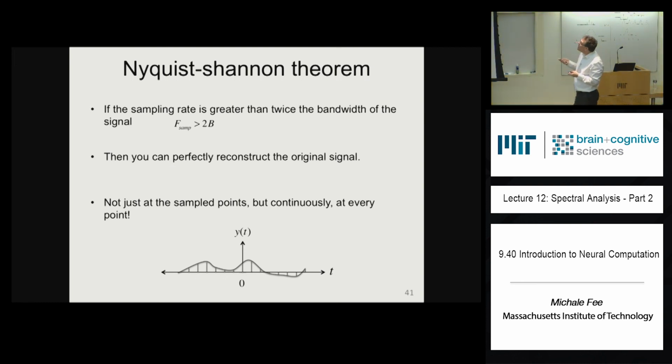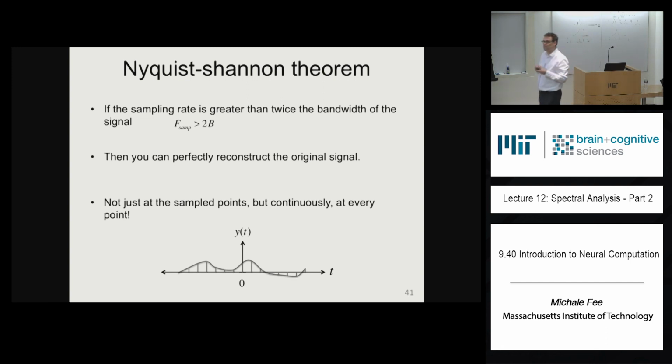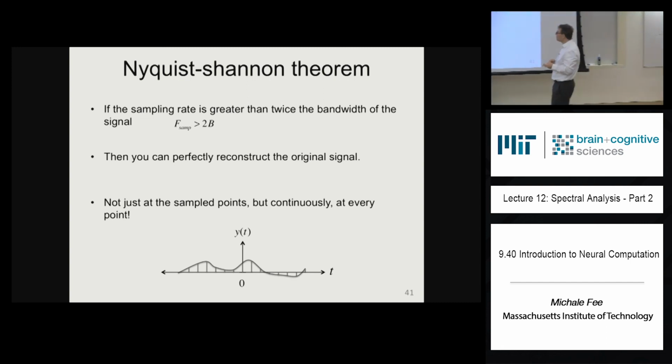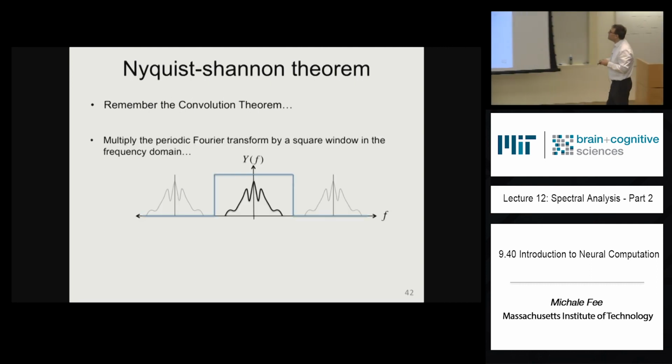So that's the Nyquist-Shannon theorem. What this says is that we can perfectly reconstruct the signal we've sampled as long as we sample it at a sampling rate that's greater than twice the bandwidth of the signal. Okay? All right. Okay, good.